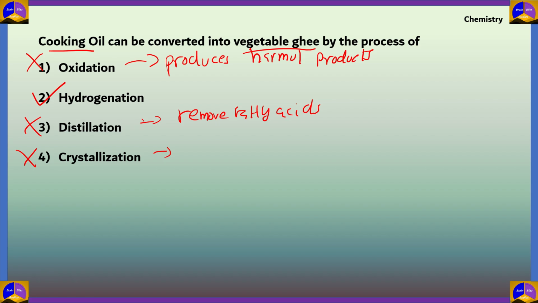The correct answer is option 2, hydrogenation. This is adding hydrogen to the cooking oil. When we add hydrogen in hydrogenation of cooking oil, it makes saturated oil from unsaturated oil. An unsaturated oil can dissolve more, and a saturated oil cannot dissolve anything any further. Which means that it converts oil to fats. Cooking oil is the oil and vegetable ghee is fats. So option 2, hydrogenation, is the correct answer for this question asked in chemistry.